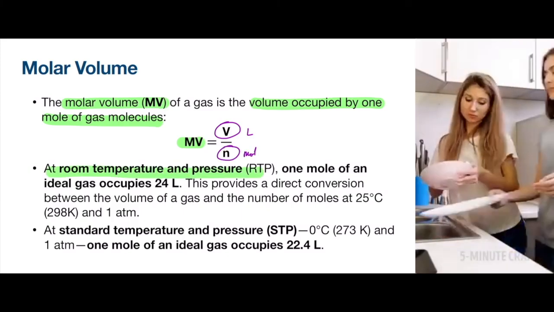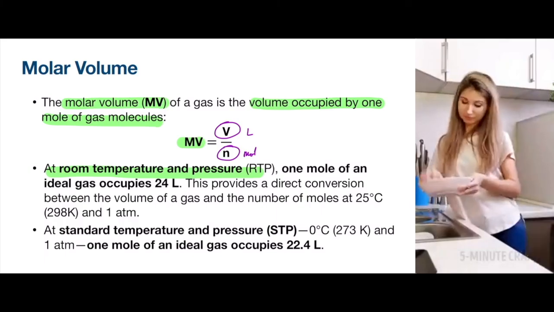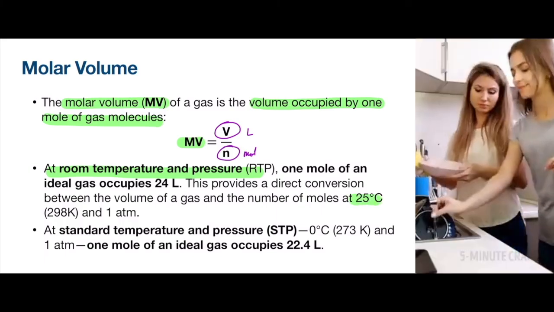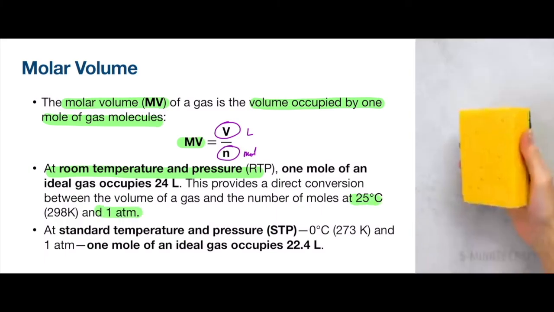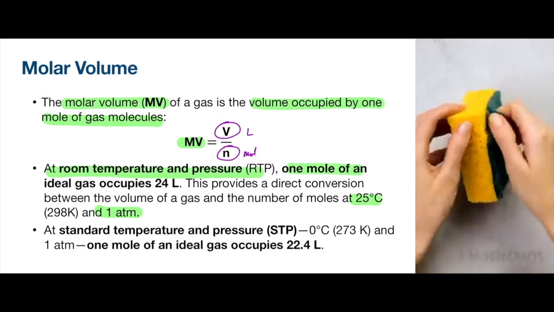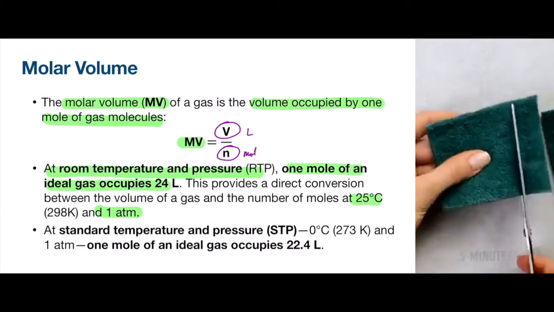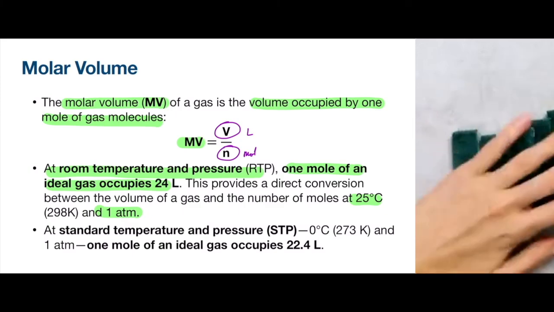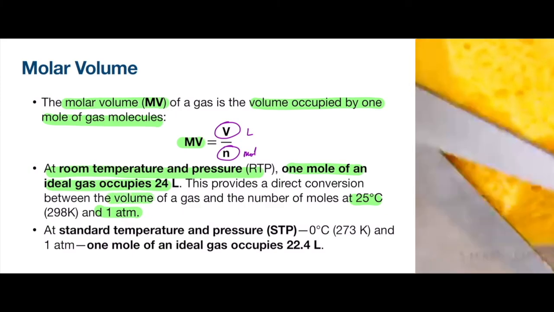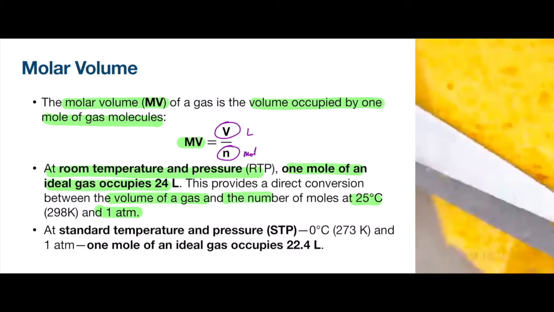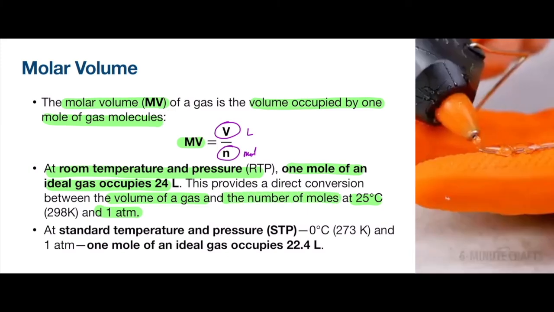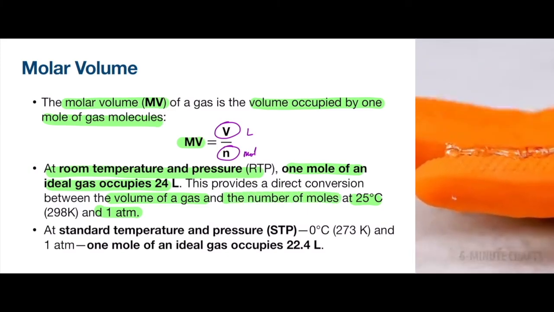At room temperature and pressure, or RTP, which is about 25 degrees Celsius in temperature and 1 atmospheric pressure, 1 mole of an ideal gas occupies 24 liters of space. This gives us a convenient way to convert between the volume of a gas and the number of moles at room temperature and pressure conditions.